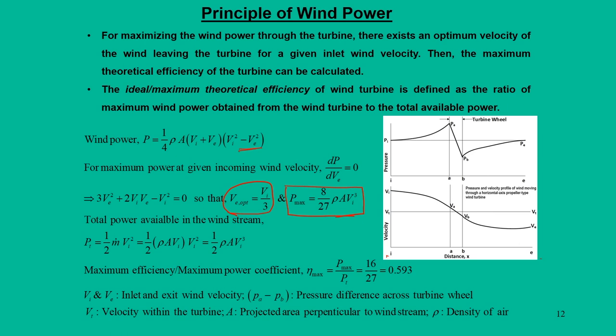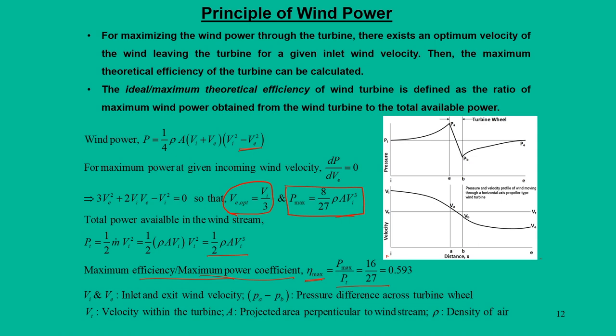Let us find out the total power available in the wind. That is nothing but ½ m dot Vi², and this turns out to be ½ρAVi³. Now, if you take the ratio between these two terms, we call it the maximum efficiency of the turbine or maximum power coefficient, eta max, which is nothing but P max by P T. And from this simple expression, it turns out to be 16/27, or 0.593. So, this number is a very significant term: the maximum efficiency that can be captured by any turbine does not exceed 59.3%. So, any turbine's efficiency cannot go beyond this number. This is a limiting case, it comes out from theory, and it is a fixed number.